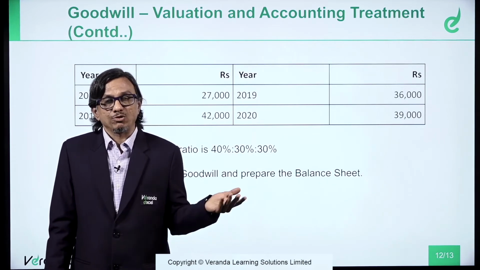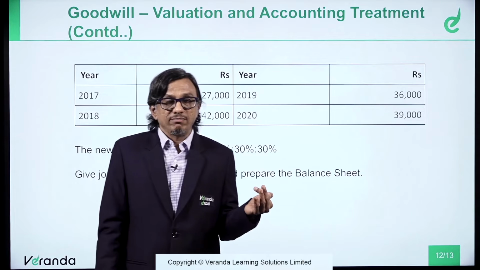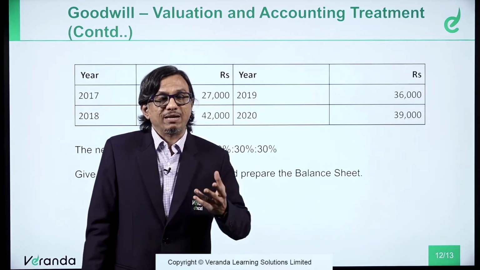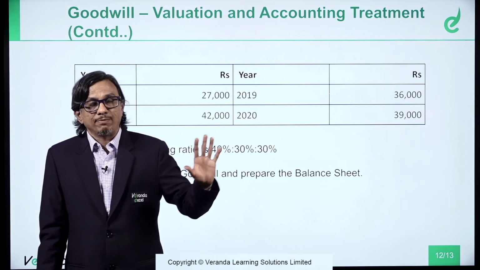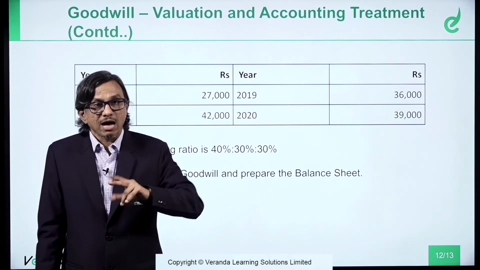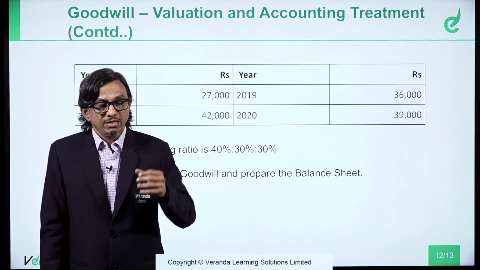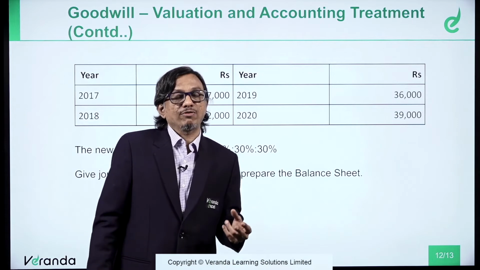A lot of other adjustments would have been given, revaluation, reserves transfer, capital adjustment, but nothing there. Only goodwill adjustment is there, and capital brought in by the new partner is there. After making all these adjustments, you are asked to prepare the balance sheet of the firm.